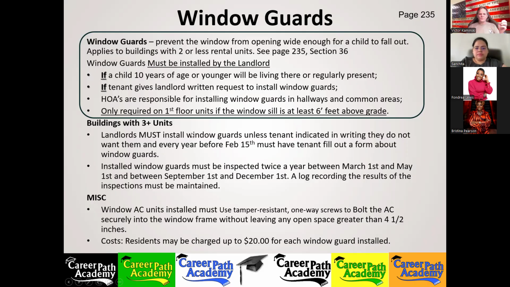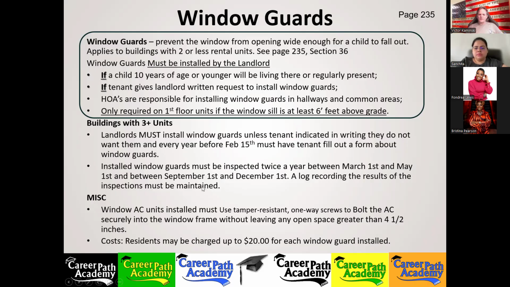All right. Buildings with three or more units, landlords must install window guards unless the tenant indicates in writing that they do not want them. Okay. And the landlord needs to get that in writing every year before February 15th. They must have the tenant fill out a form about window guards. And then any installed window guards must be inspected twice a year, once between March 1st and May 1st, and again between September 1st and December 1st. And they need to keep a log of the inspections and the maintenance of these window guards.